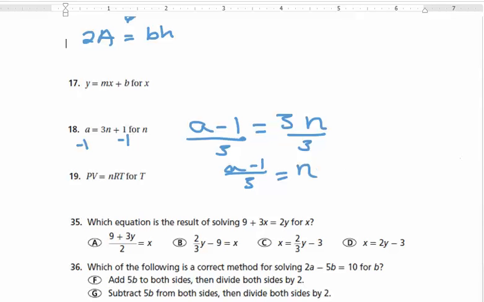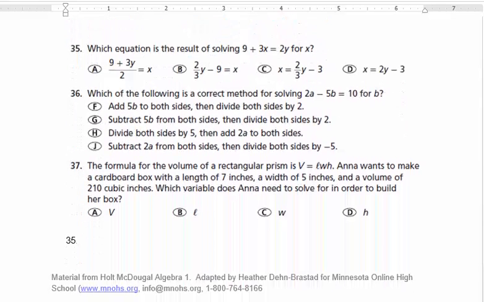And then let's just do one of these multiple choice ones. Let's do number 36. It says, which of the following is the correct method for solving 2a minus 5b equals 10 for b? Okay, if I want to solve for b, I need to get rid of what's being added or subtracted to it. So I would first subtract 2a from both sides.